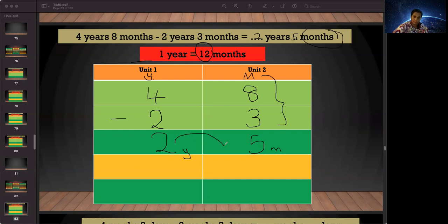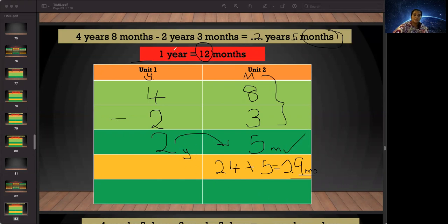Then you take your 2 years and change it to months. If 1 year is 12 months, 2 years is going to be 24 months. So you'll have your 24 plus the 5 existing here, and so you'll have 29 months. That is if the question is asking you to answer in number of months. If not, you leave your answer as it is.